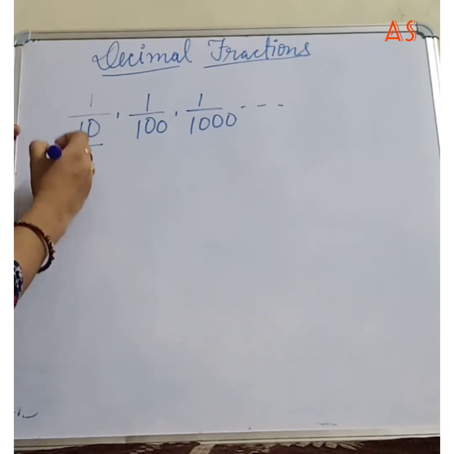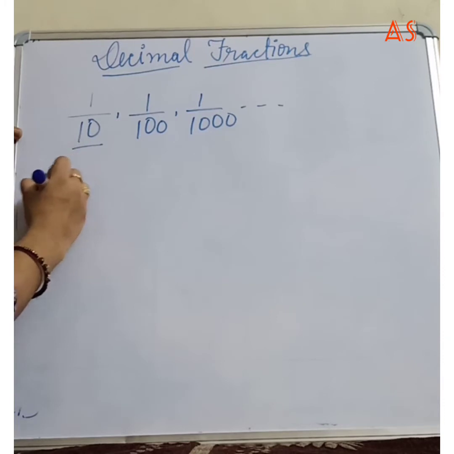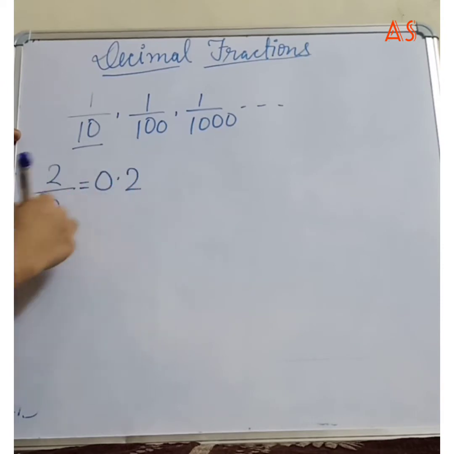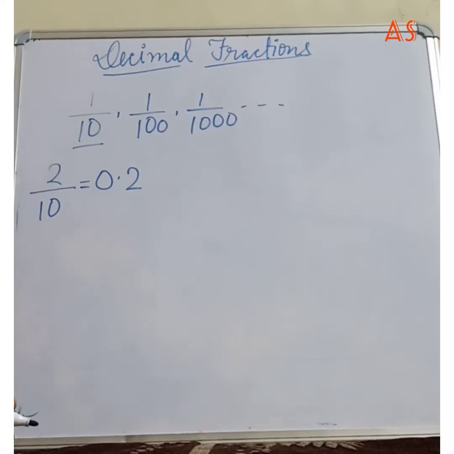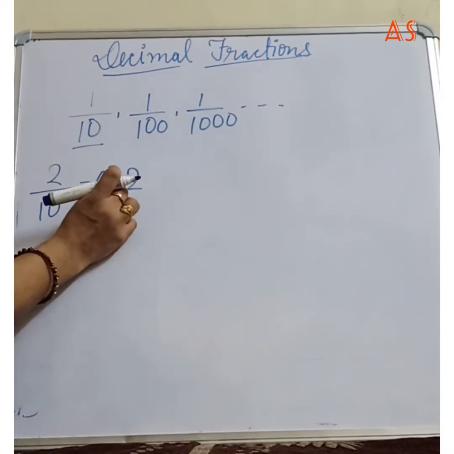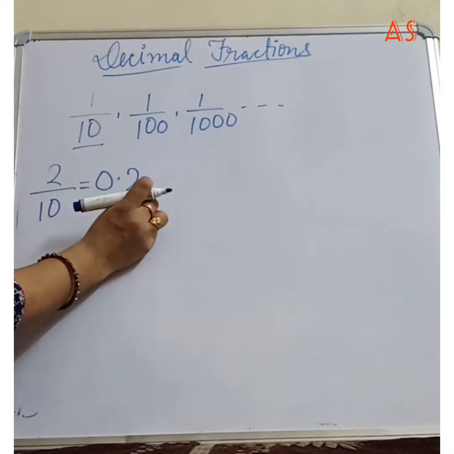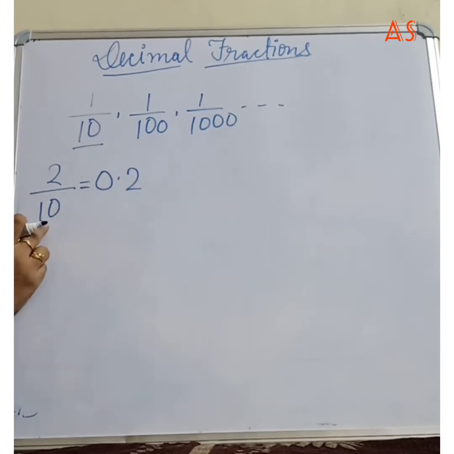So firstly, how to read. Suppose 2 upon 10. So 2 upon 10, if there is 1 place of 0, then we can write our decimal in 1 place. If 1 place 0, then we will shift our decimal to the left side. This point is called a decimal. Decimal means after your whole number, how many parts we can divide. So 0.2, after the decimal we read separately. So if 1 place, we shift our decimal to the left side.